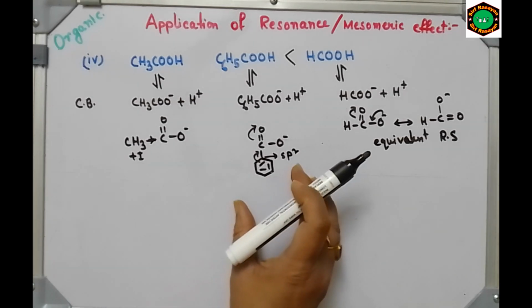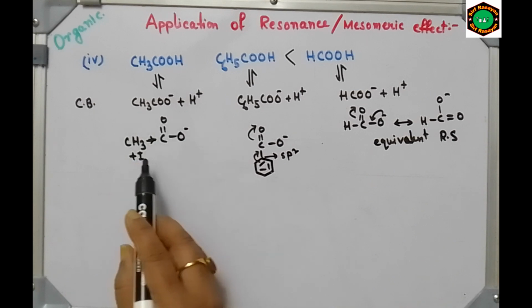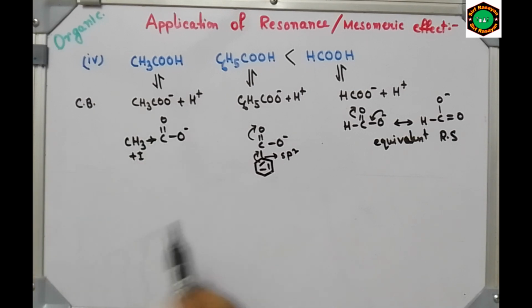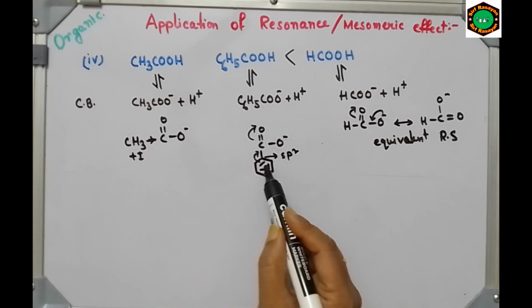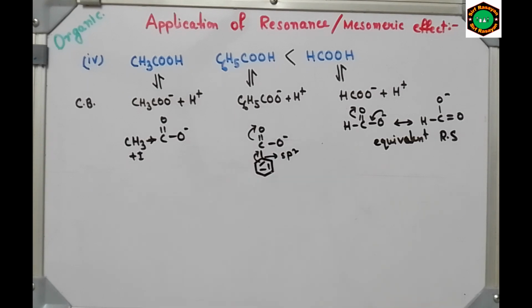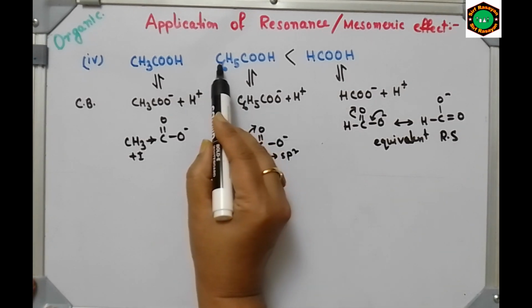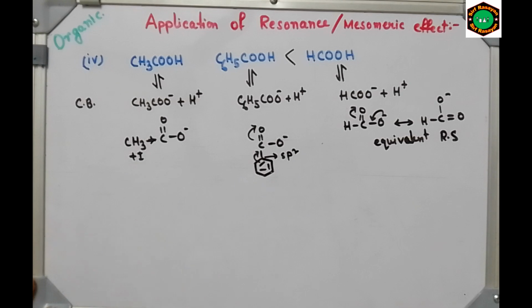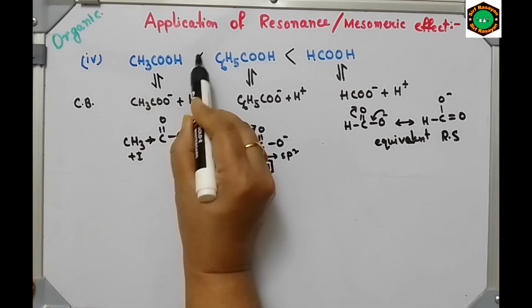This means this conjugate base is more stable than that conjugate base, because that one is destabilized by the plus I effect of CH3, and this one is comparatively more stabilized due to the minus I effect of this double bond. If it is more stabilized, then this conjugate base is more stable than that conjugate base, and the corresponding acid is more acidic than that acid.